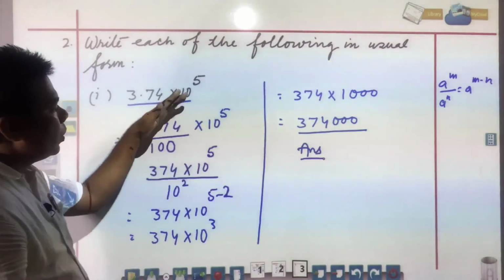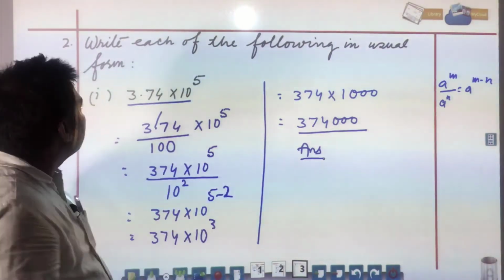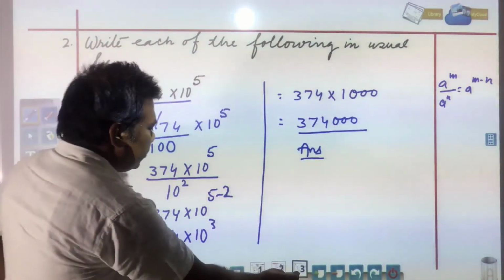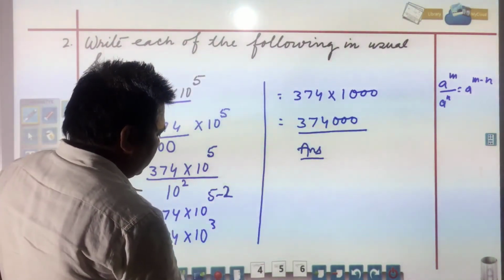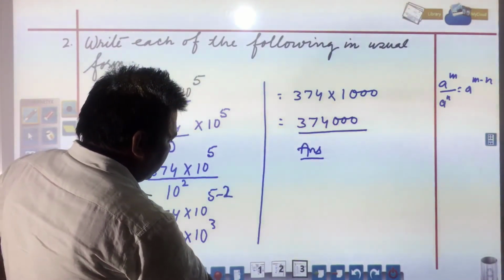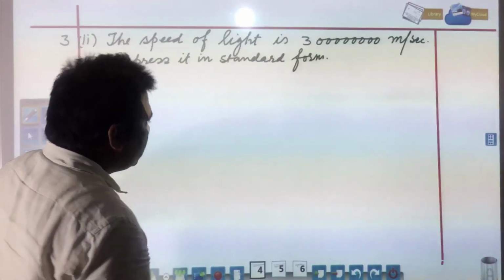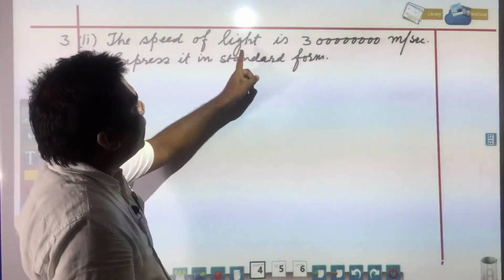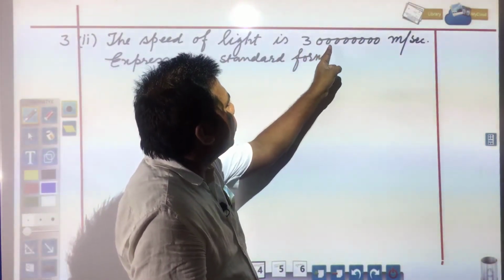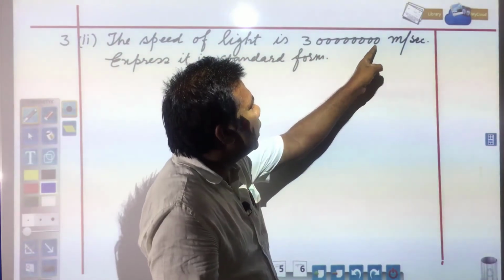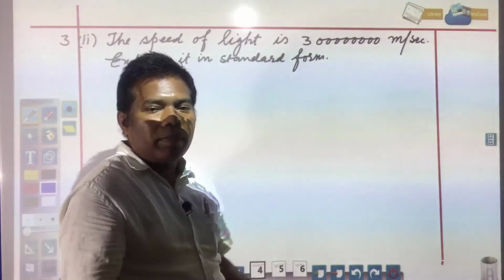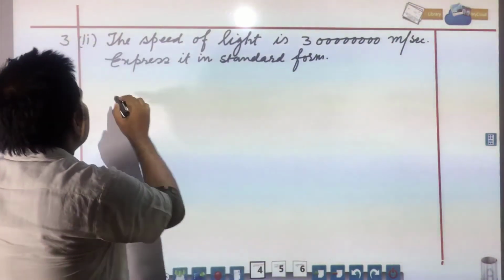So in this way, other questions are there that are required to be solved. Next you see, the speed of light is 3 and how many zeros do you have? 1, 2, 3, 4, 5, 6, 7, 8 meters per second. Express it in standard form. What will we do again?